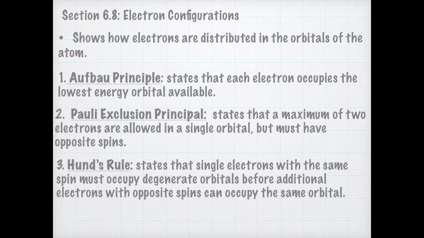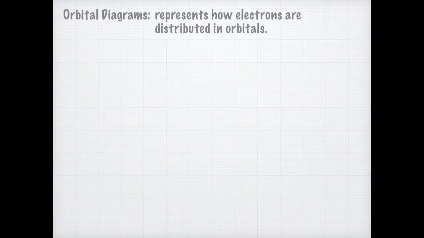And then the last one is Hund's rule, which states that single electrons with the same spin must occupy degenerate orbitals before additional electrons with opposite spins can occupy the same orbital. Degenerate simply means same energy. So you've got to fill orbitals with the same spin first, and then you can go back. And once again, when we go through this electron configuration and writing the orbital diagram in just 1 second, we will go over this to make sure this makes sense.